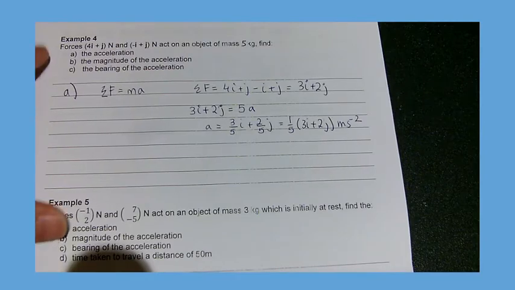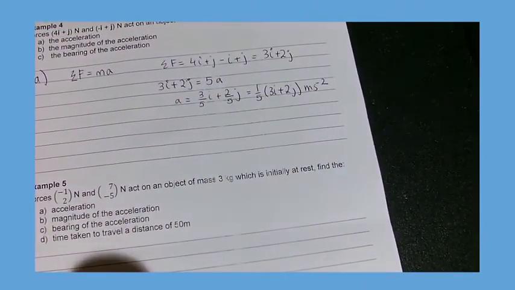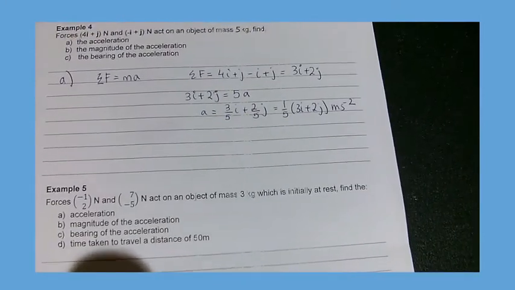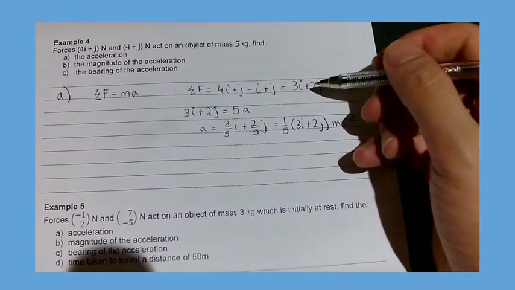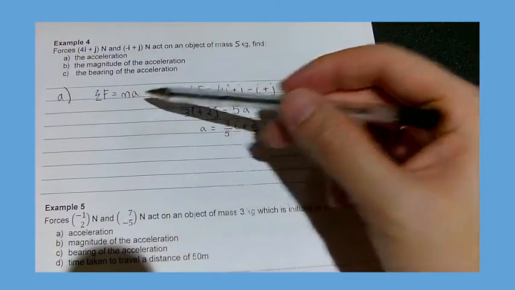Okay. Right. So that's how we find the acceleration using Newton's second law in vector form. Again, I'll find the resultant force by adding the vectors together, and obviously there is an acceleration, so we can use F equals ma.